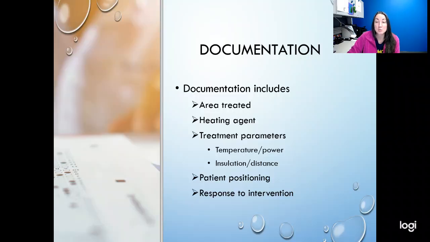Documentation, again, you do what area you treated, what agent you used, what parameters you use, either the treatment or the temperature or the power, if it was insulated, the distance. So like if you're putting a hot pack on a low back, then you want to put how many towels you put in between or how many hot pack layers you put in between. So that the next person can also perform the same type of treatment safely. What position the patient was laying in and their response to the intervention. Especially, you want to always put it, but especially if they had an adverse response so that somebody else doesn't create the same issue.